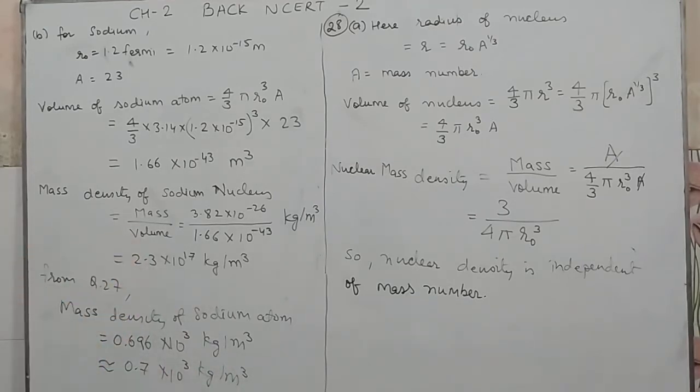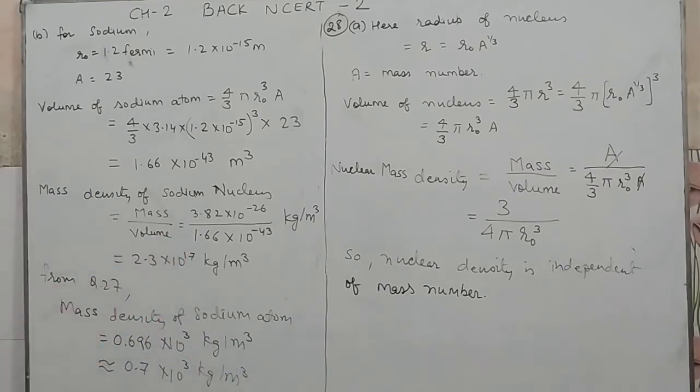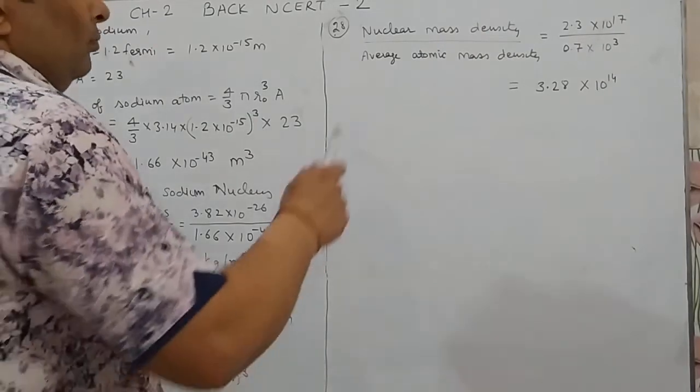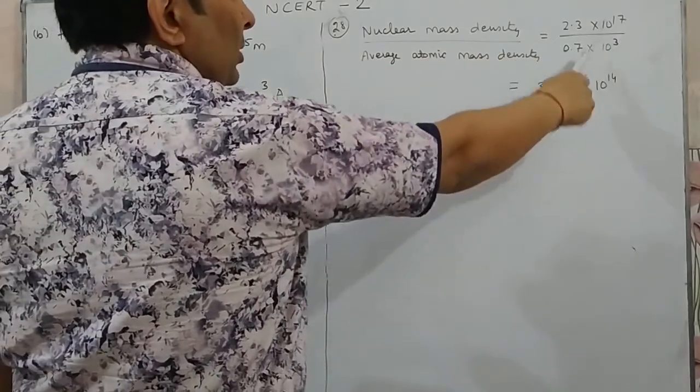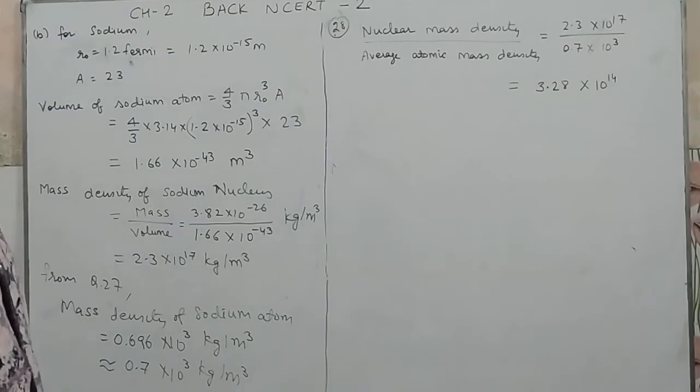It has a very large difference, 10 to the power 3, 10 to the 17. So you can see the result here, we have taken the ratio: nuclear mass density divided by average atomic mass density. The result is 3.28 × 10^48.